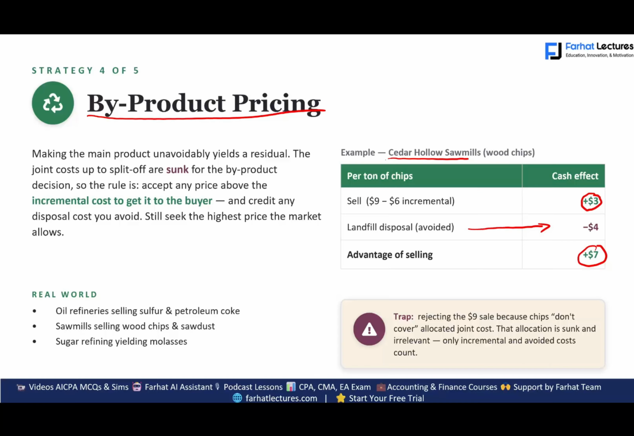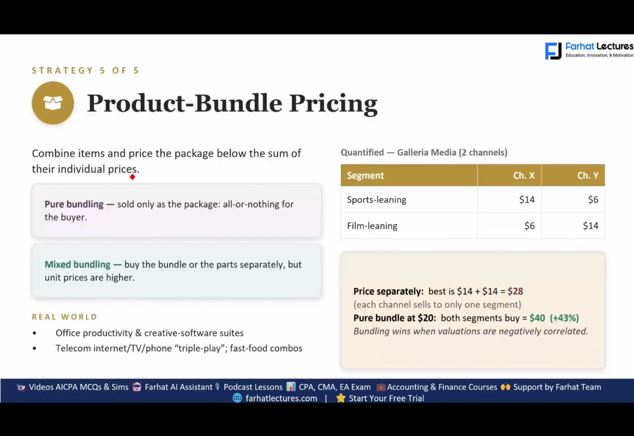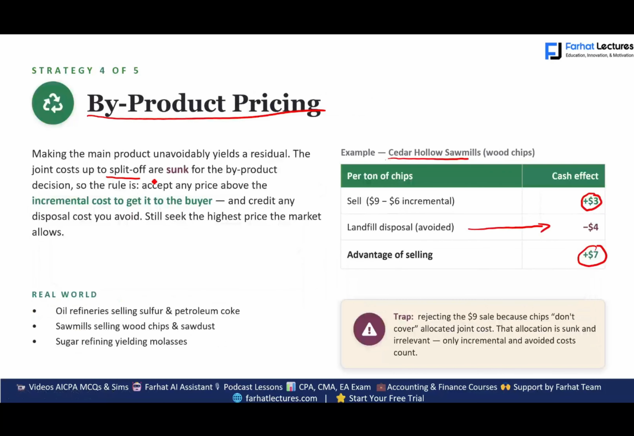An owner or a manager might let their ego take over and refuse the $9 offer because it doesn't cover the massive original joint cost of planting the trees and buying the machinery. However, we have to keep in mind that those joint costs are sunk costs. Sunk cost means what? It means you don't have to take them into account. You did not plan for this $9. Everything that happened before is sunk cost, so you cannot take it into account.